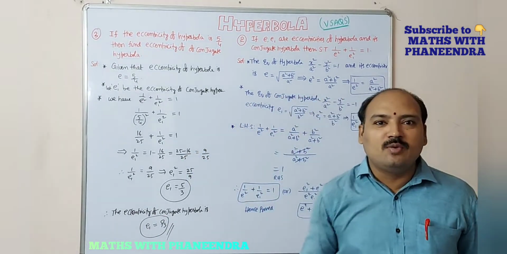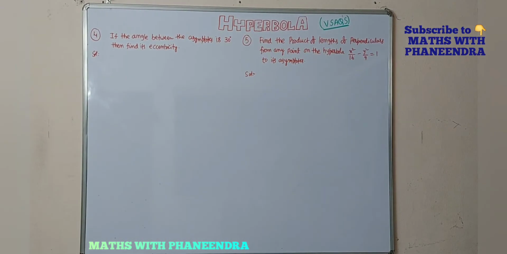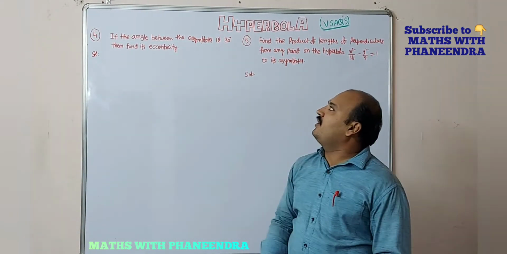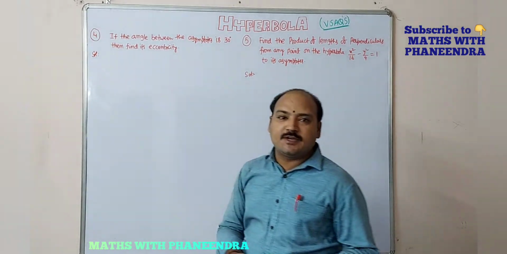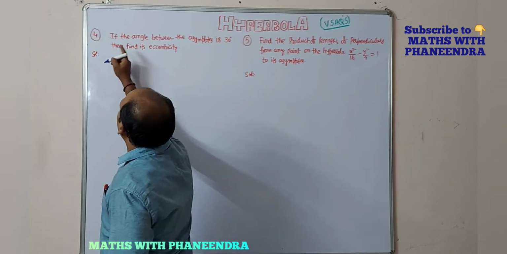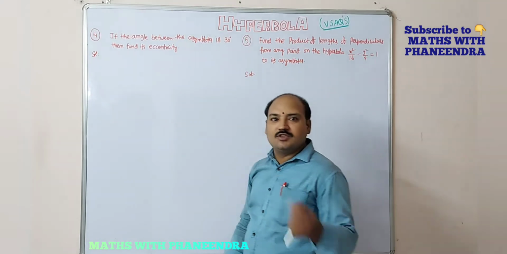I hope you understand. We'll move on to the next concept. The next question: if the angle between the asymptotes is 30 degrees, then find its eccentricity. It's very important. See here, there is a standard result.